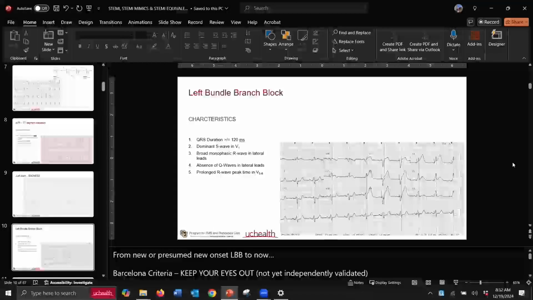Okay. So the left bundle branch block. How many of you have taken a patient in that had a left bundle branch block on EKG, handed the EKG to the receiving physician or provider, and they go, oh, that's a left bundle, and throw it on the counter? Because we can't tell anything in a left bundle or ventricular paced rhythm based upon a 12 lead. Well, kind of, sort of, maybe.